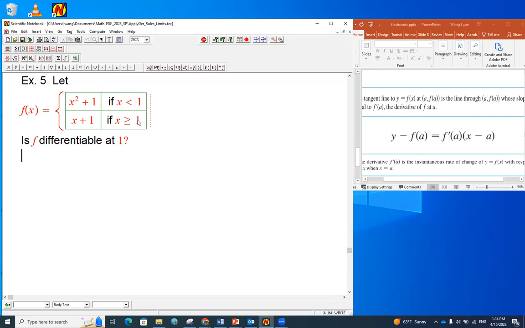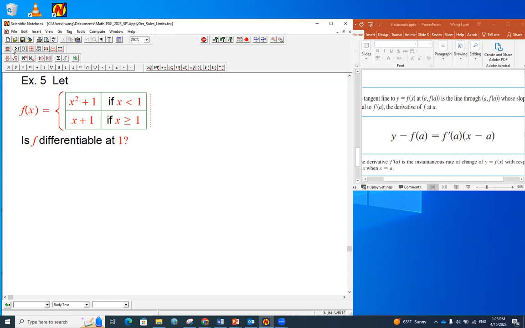Okay, is it differentiable at 1? For x smaller than 1, we have a polynomial, so it's differentiable. Larger than 1, the function is differentiable, no problem. The only questionable point is when x equals 1, because we have two pieces. In this case, what do we do?